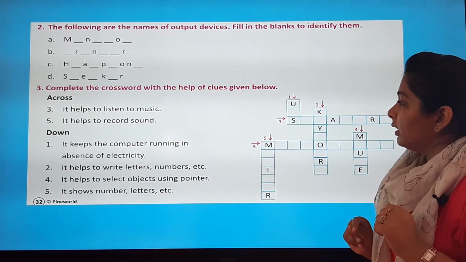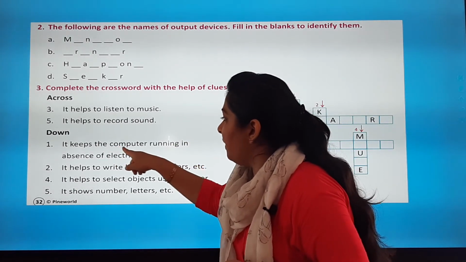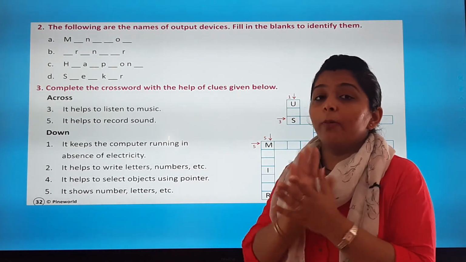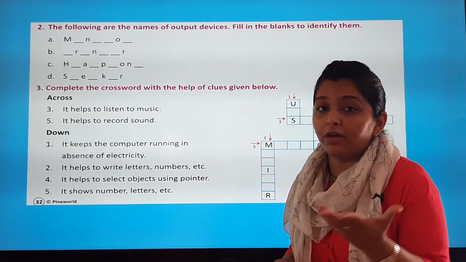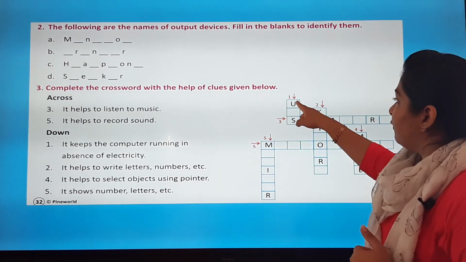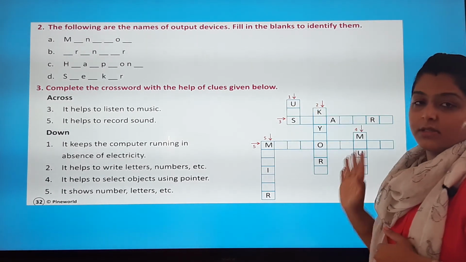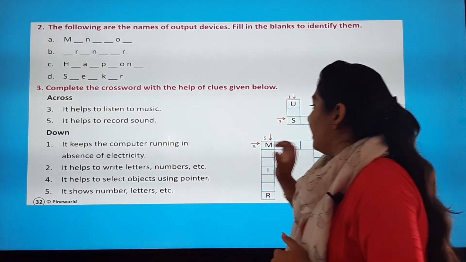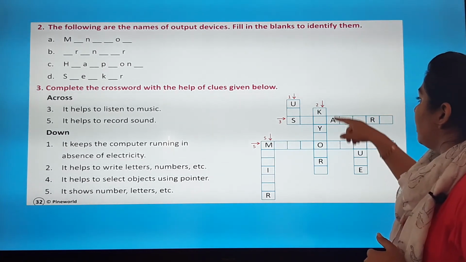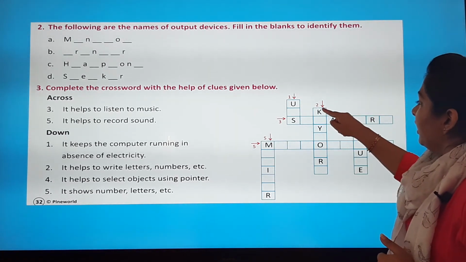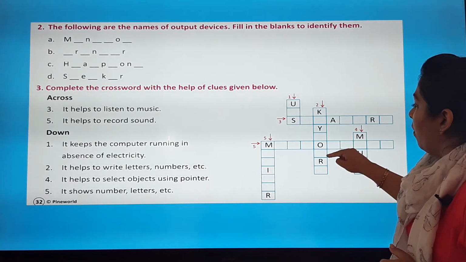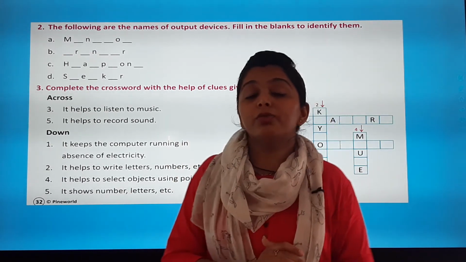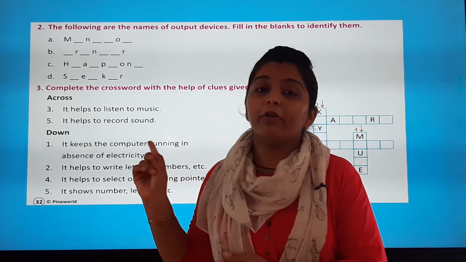Okay. Now the next one, downwards, it keeps the computer running in the absence of electricity. जब electricity नहीं होती तो भी computer run करता है for 5 to 10 minutes. What is known as downward? First one, UPS. Okay. Then it helps to write letters, numbers, etc. Second one, downwards. Yes, here it is, keyboard. K-E-Y-B-O-A-R-D. Understood? Clear to you? The other you will do it on your own in the textbook itself after watching this video.